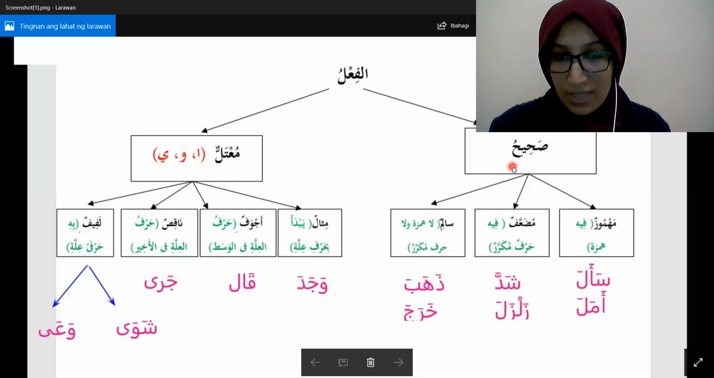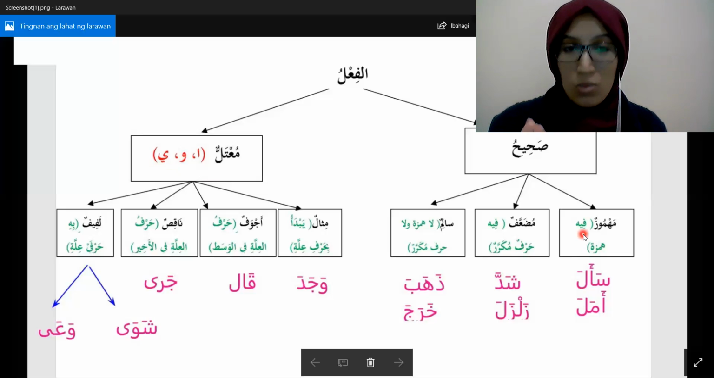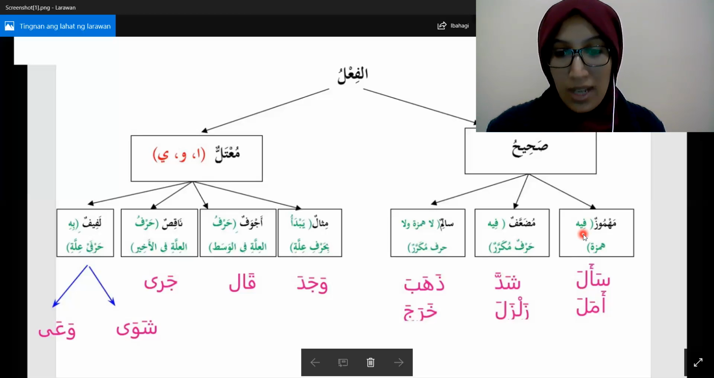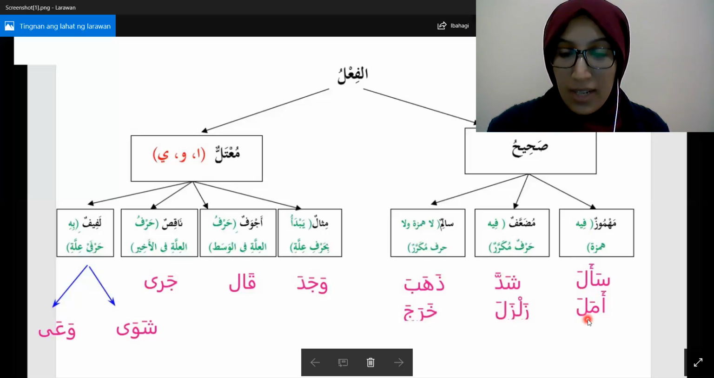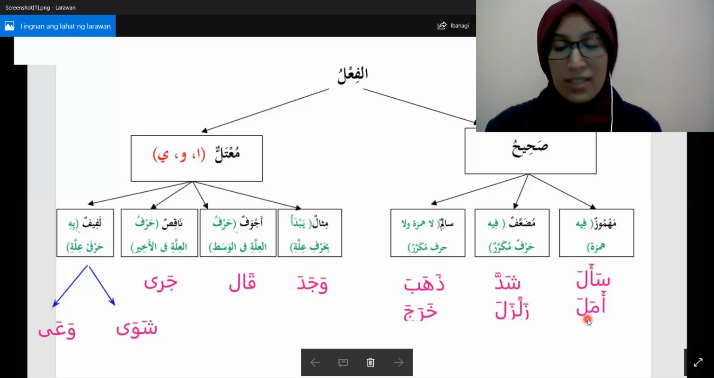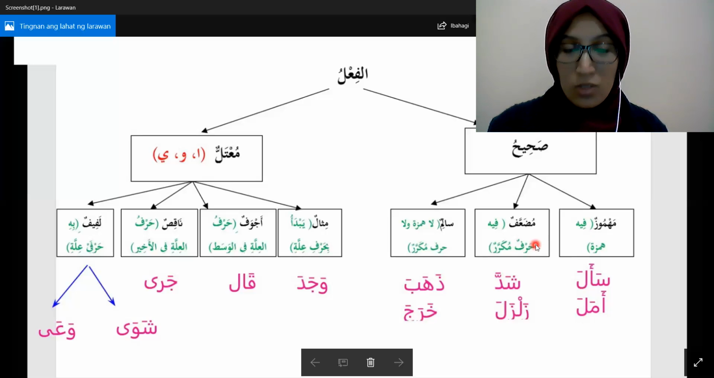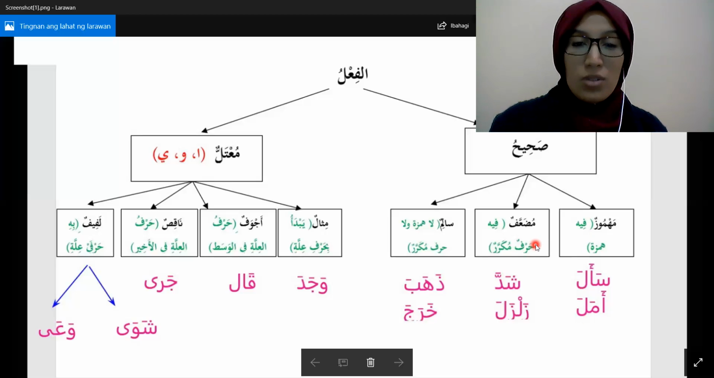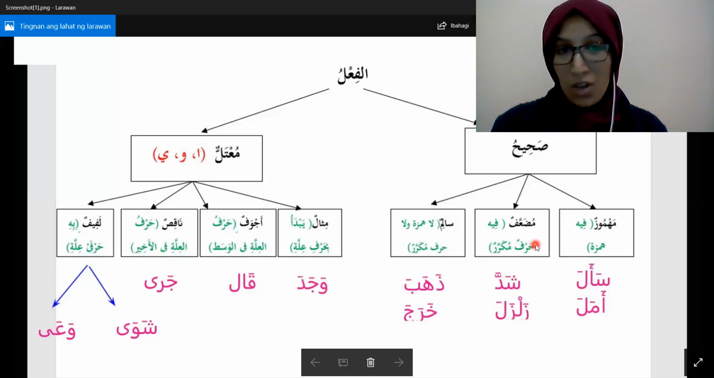I have three categories in this group. I have mahmuz. Mahmuz means this word comes from hamza. So when I have hamza in my verb, I call it mahmuz, like sa'ala or amila. Then I have the second category, which is muda'af. Muda'af means doubling. So when I have in my verb one letter doubled, or one letter repeated two times, like shadda or zalzala.